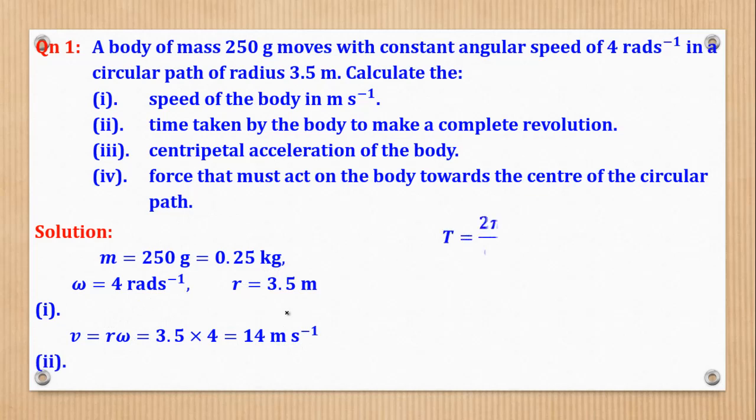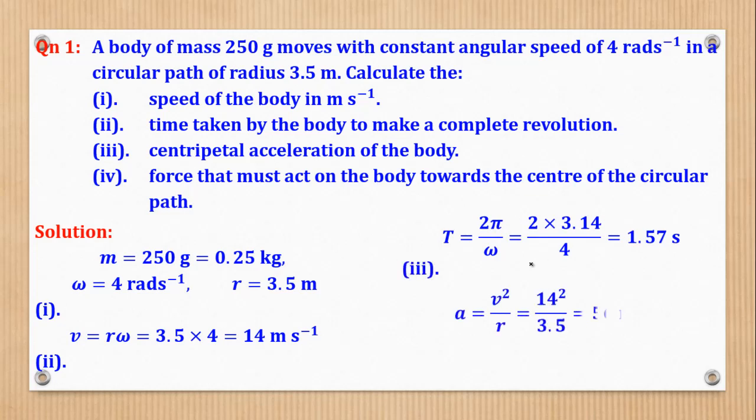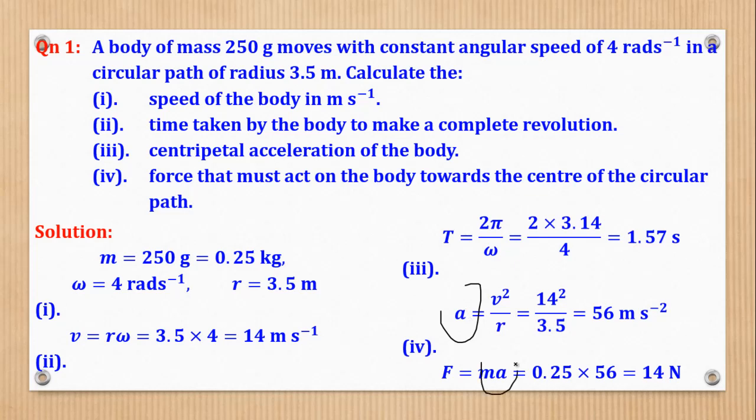Roman 2 was the period of motion, which is 2 pi over omega. Substitute for omega to come up with this as the period. Roman 3, centripetal acceleration, which is v squared over r. So substitute v squared over r to come up with that. And lastly, centripetal force. We can use any of the three. Since we already have the acceleration, we shall use ma, to come up with this as the centripetal force.